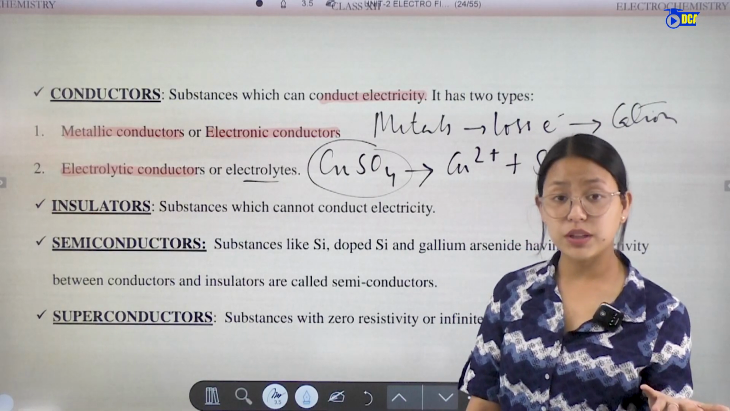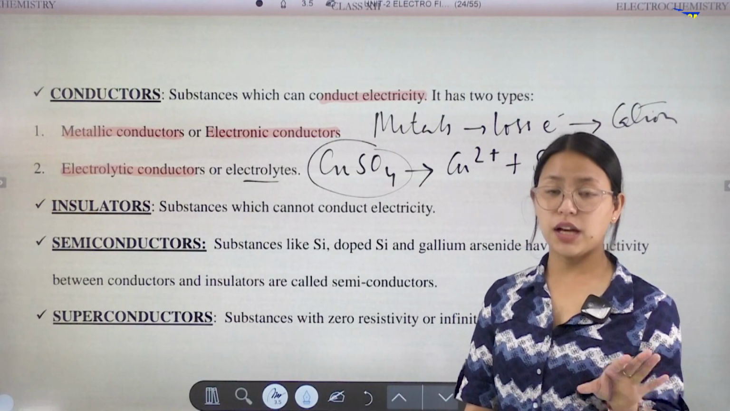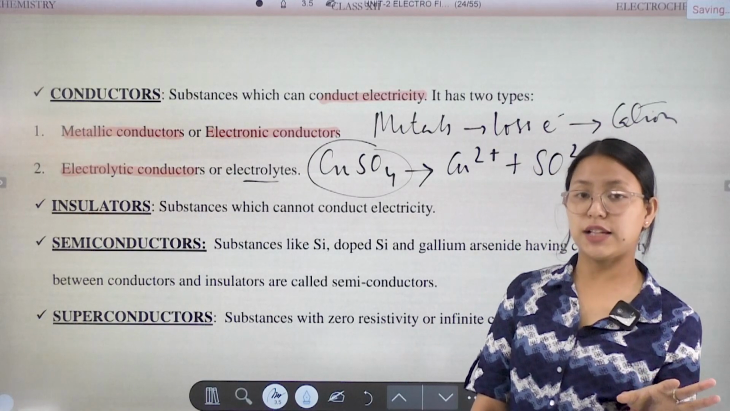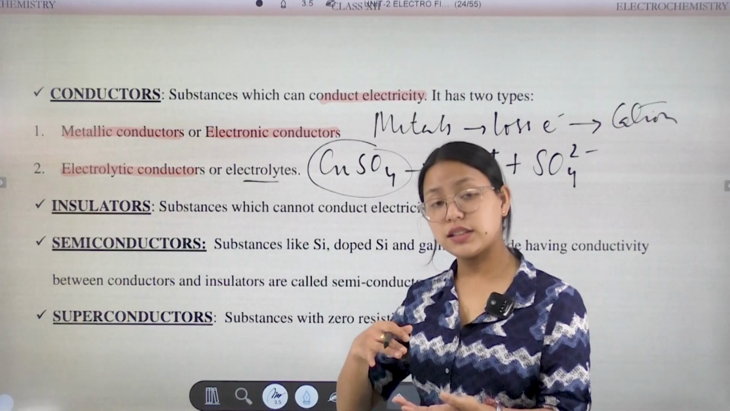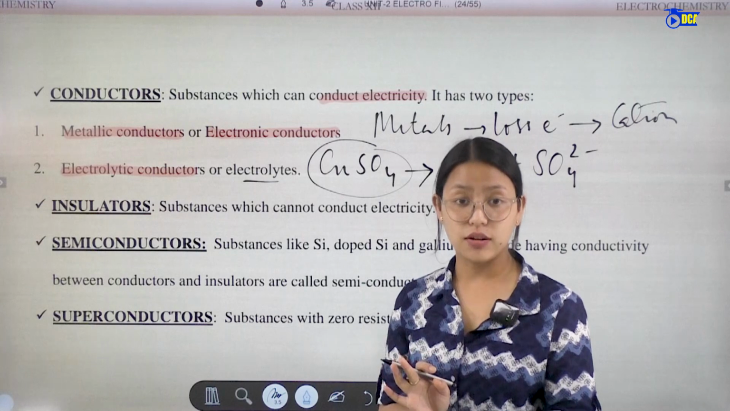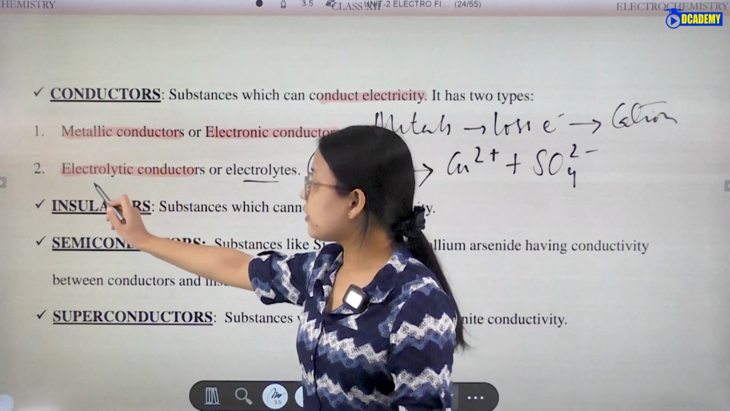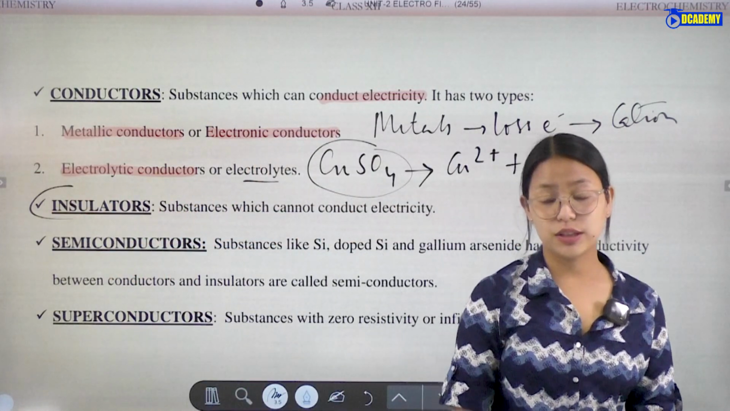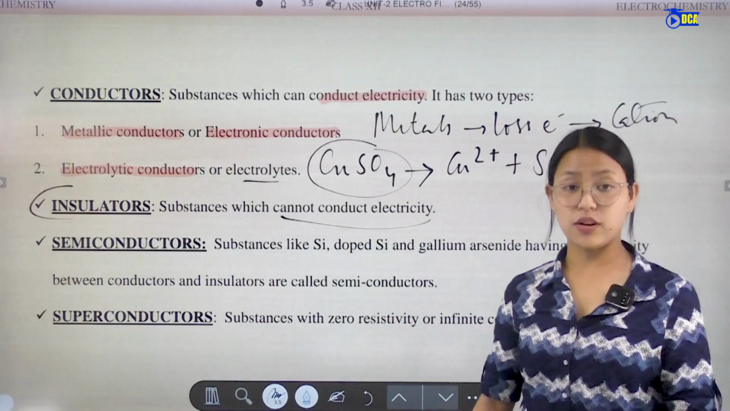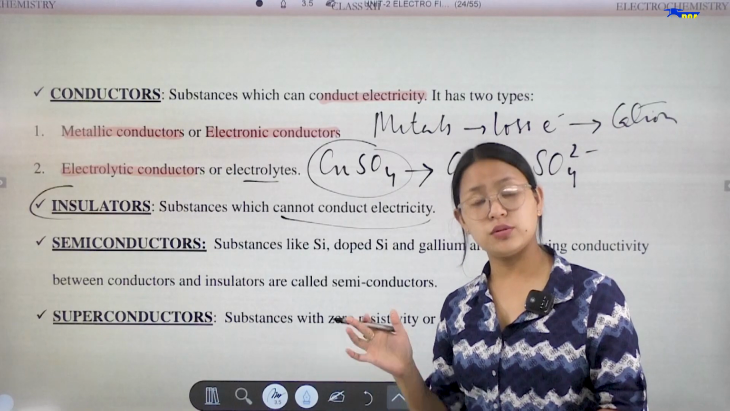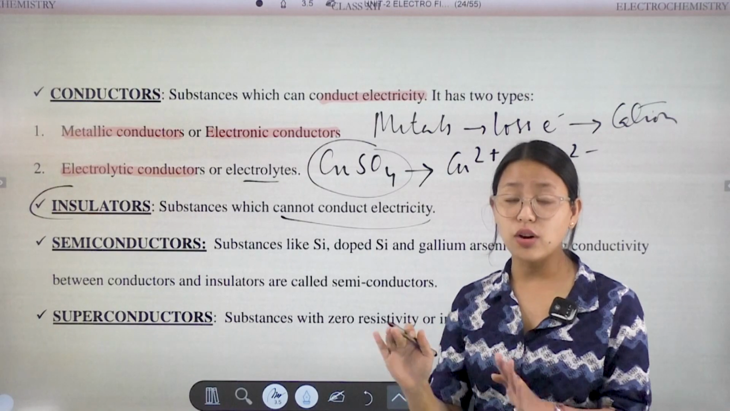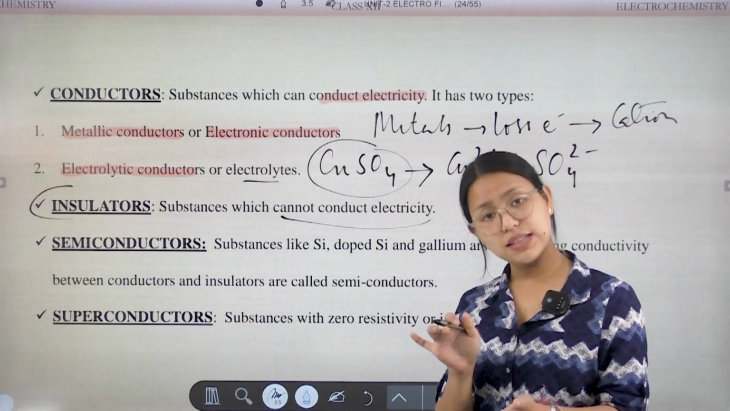Some electrolytes can conduct electricity, but some electrolytes cannot, and those are called non-conducting electrolytes. Those substances which cannot conduct electricity, or any type of substance which cannot conduct electricity, is known as an insulator.